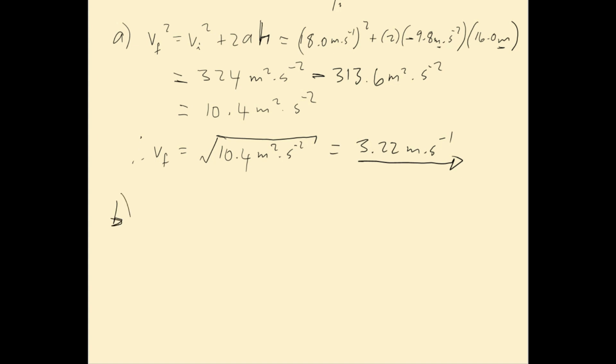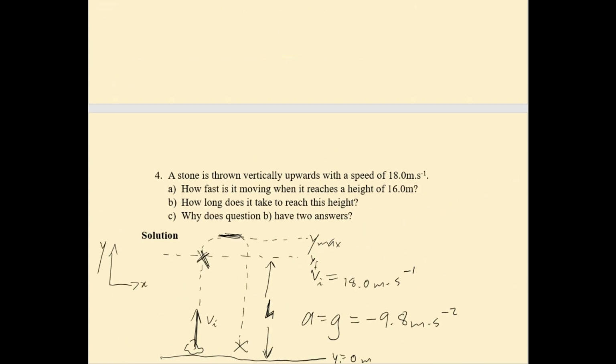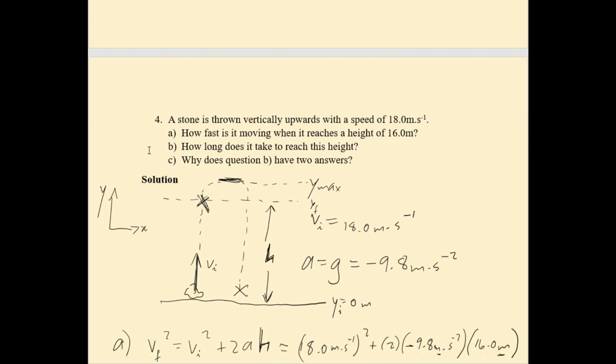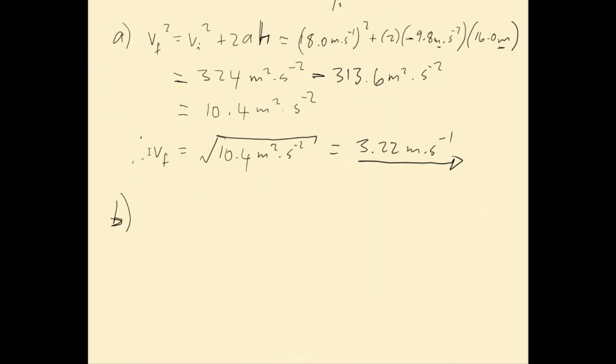Now question B asks what? Question B wants to know how long does it take to reach this height. Well, now we have to use that quadratic equation from the equations of motion. That is the one that says the distance traveled, in this case h, is the initial velocity times time plus a half times acceleration times time squared. So again we know acceleration here is g, which is negative 9.8.